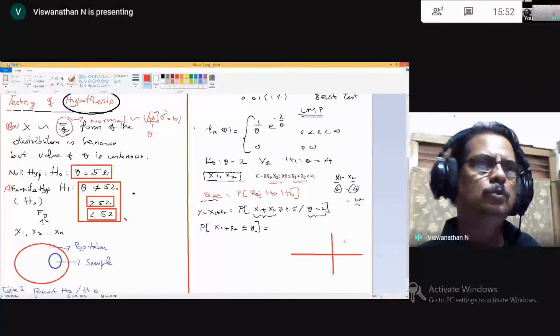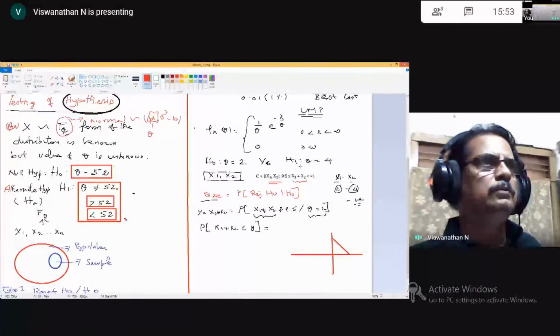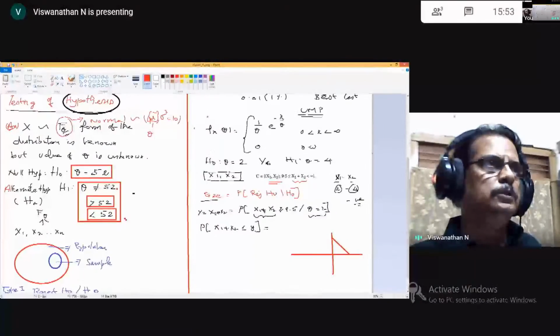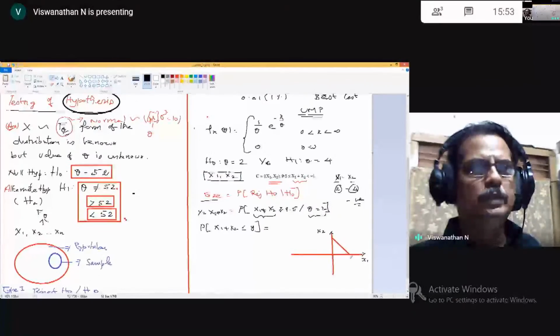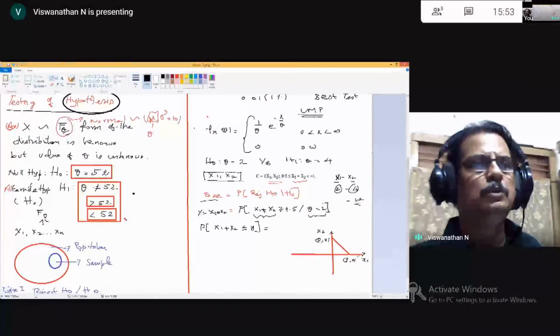It's a downward sloping line. Okay, this is my x1 plus x2. I will put it here. So this is my x1 axis, this is my x2 axis. And this is my y. This is actually y comma 0, and this is 0 comma y, so that all the points in between you will have.